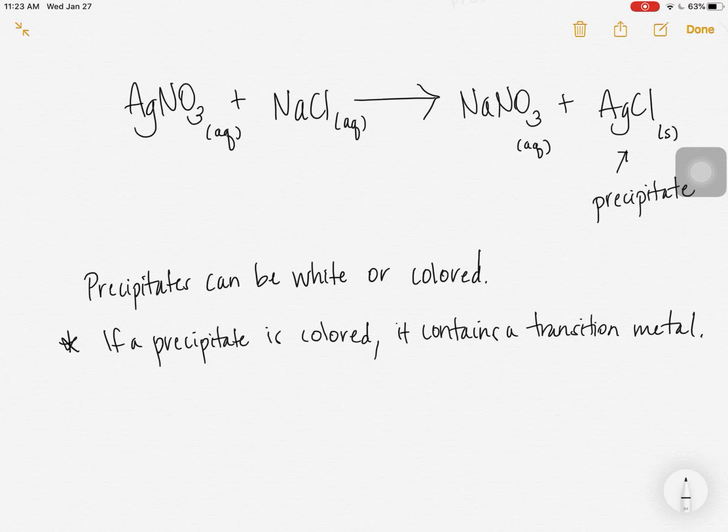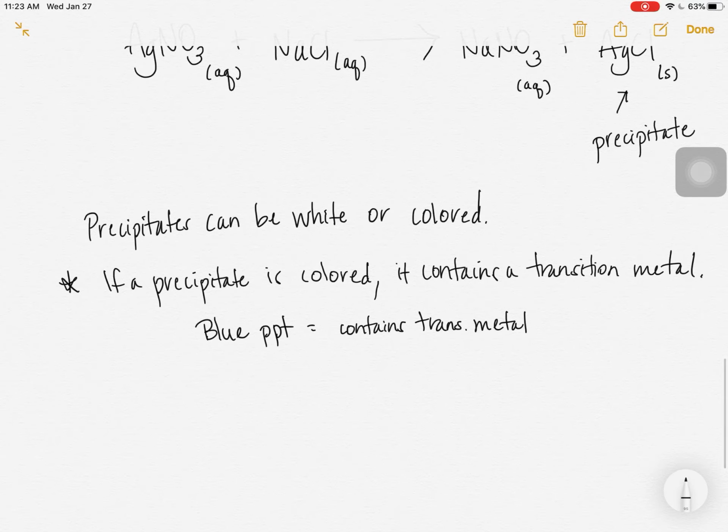Okay, and the transition metals are the metals from the middle of your table. And so, for example, if I see a blue precipitate, okay, I should now know that it contains a transition metal. Okay, all colored precipitates have a transition metal. So let's write that. I guess I kind of did right here. If a precipitate is colored, it contains a transition metal.